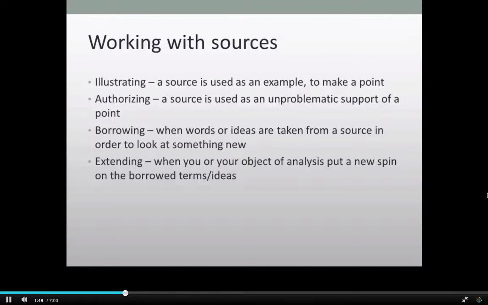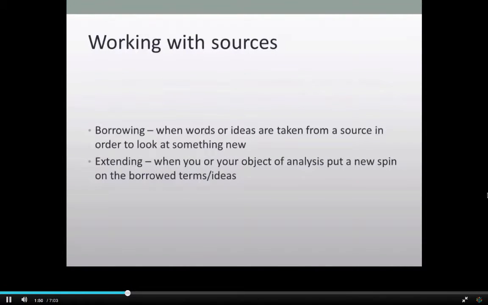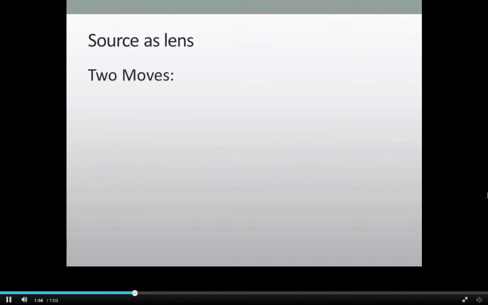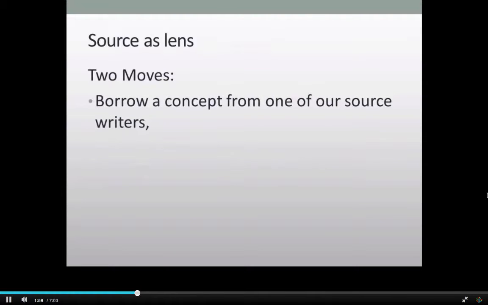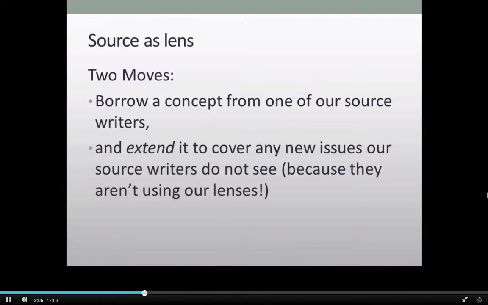However, our primary concern now will be with the final two modes, since together they constitute the basic modes of source as lens. In source as lens, you not only borrow a key concept from another source in order to look at something new, but your object of analysis allows you to extend the concept in new and exciting ways by taking into account what your object of analysis brings into view. I'll explain this with an example from history, specifically the history of science.